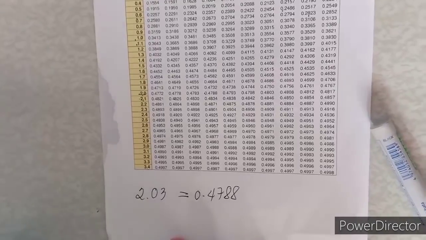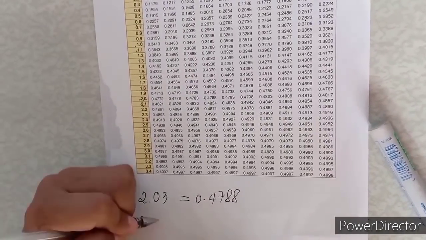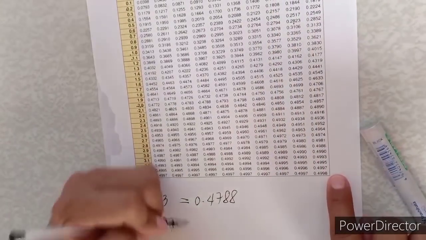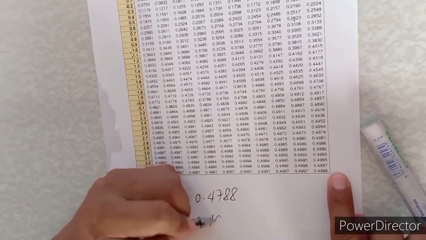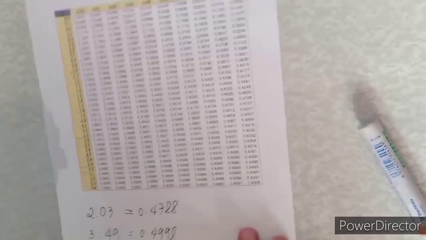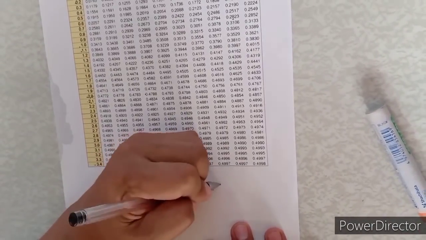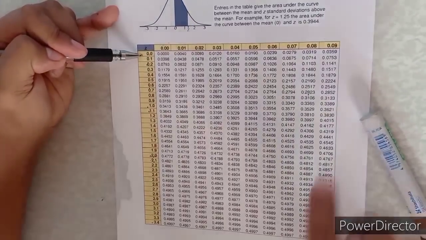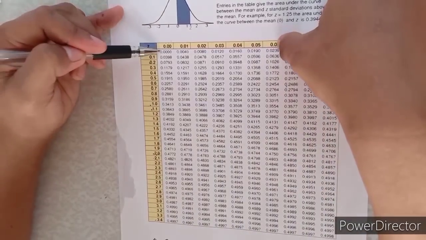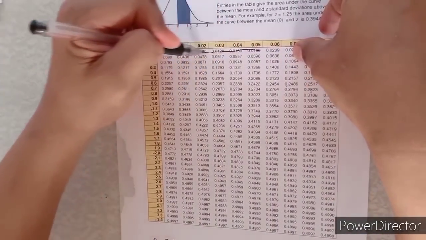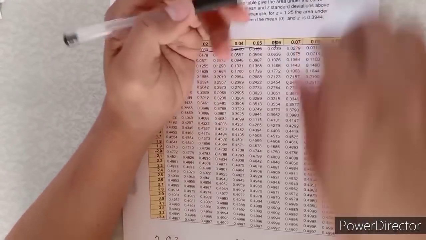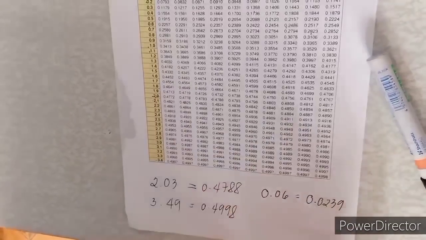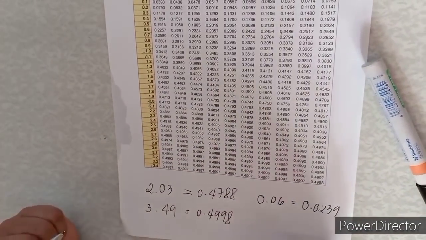Another example: how do we find 3.49? This is 3.4, and the 9 is at the end. Obviously, this is equal to 0.4998. One more, in case they are having difficulty. We have 0.06. This is 0.0, and since it is 6, it is here. Where do they meet? We have now 0.0239. I think it's already clear.